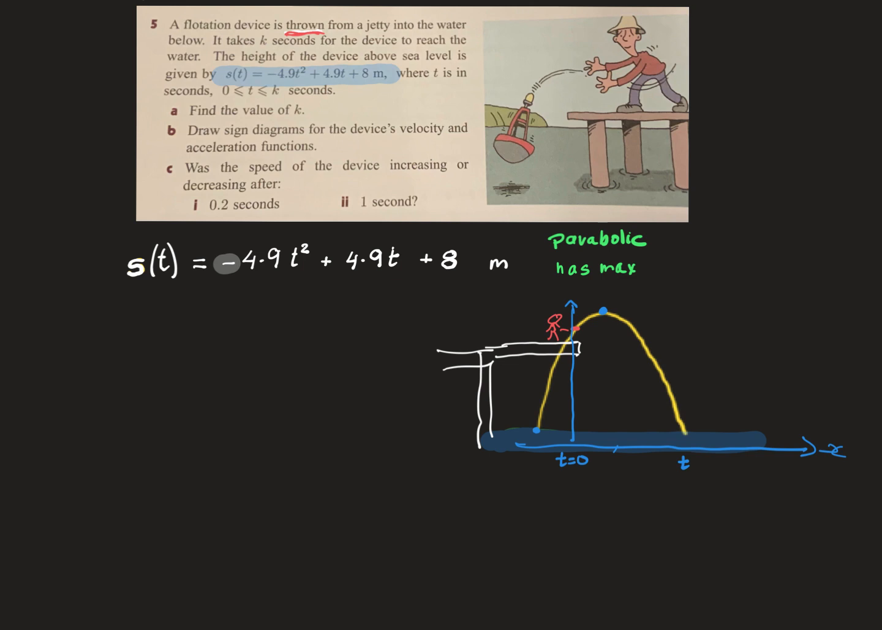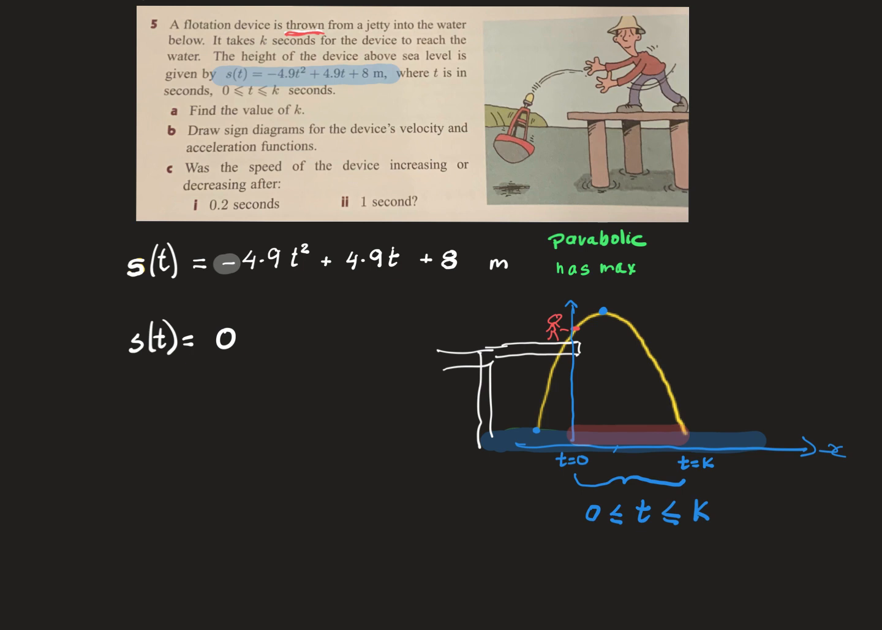And the device will reach the water at k seconds. So what we want to do is find out this time span in seconds, where t is greater than 0 and less than k. And finding this value of k means that you need to find the roots of this parabola, and that can be done by equating the displacement to 0, because that's where the roots will be found.